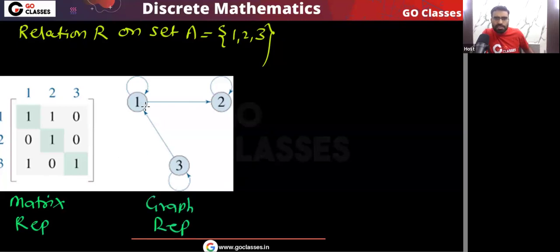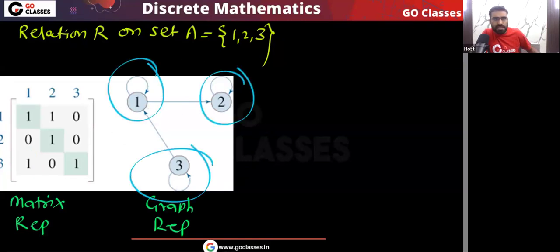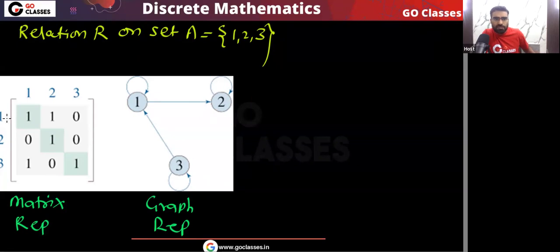representation. You can easily see 1 is related to 2. In the matrix also you can notice that 1 is related to 2. You can see 3 is related to 1. In the matrix also you can see 3 is related to 1. And you can see every element has a self loop. So you can easily see that 1 related to 1, 2 related to 2, and 3 related to 3.